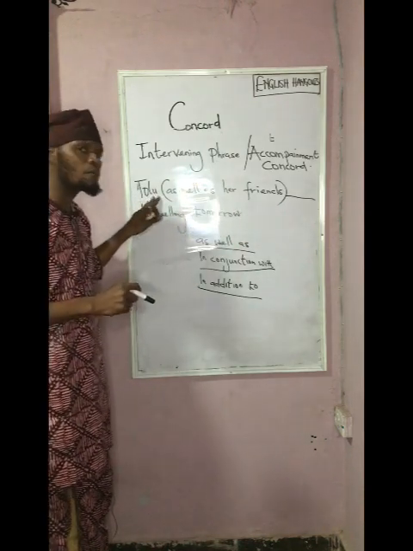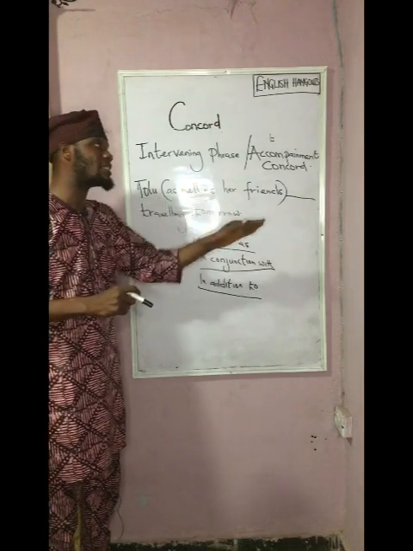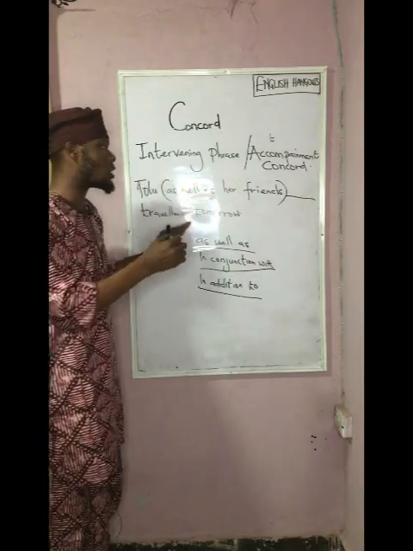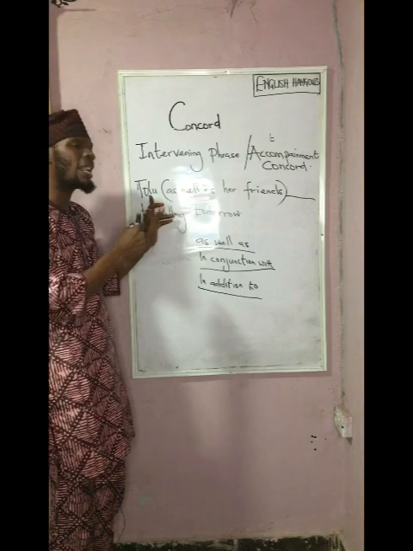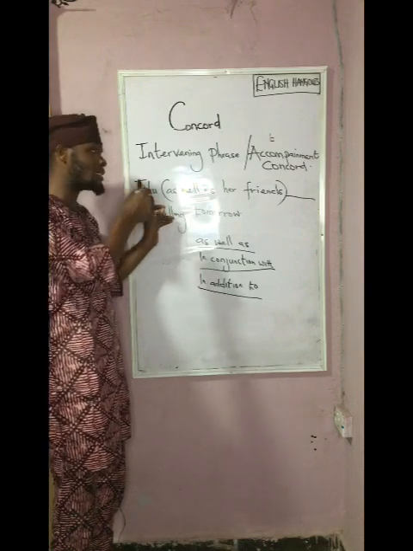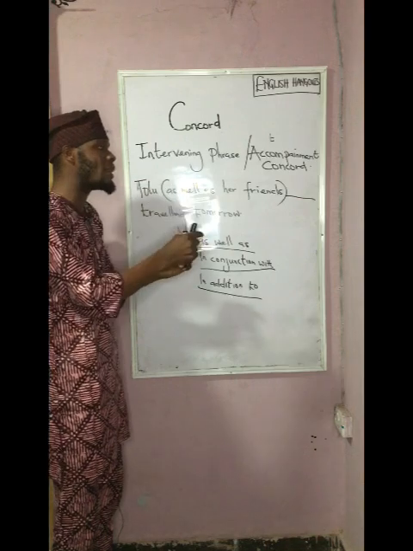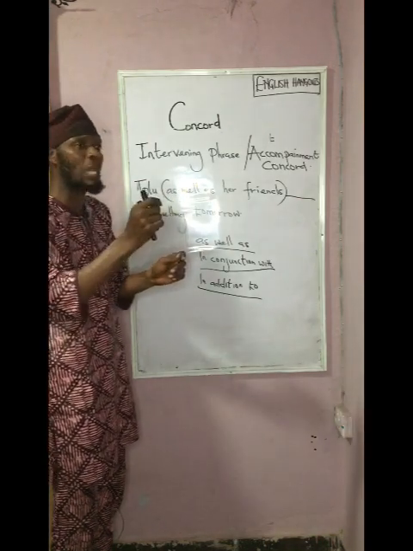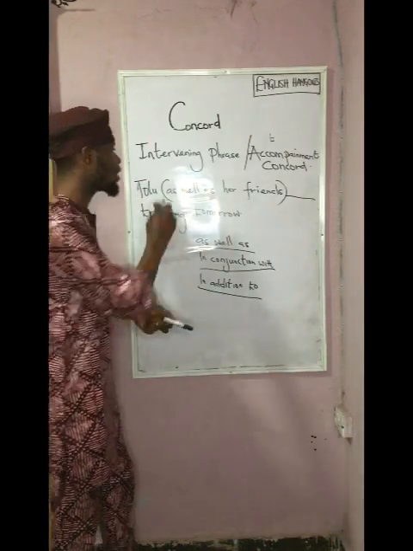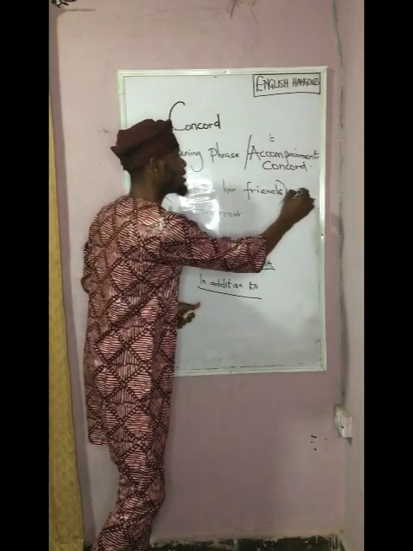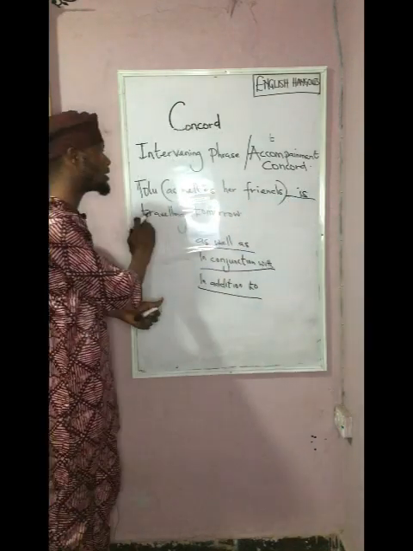Therefore, Tolu as well as our friends dash traveling tomorrow. Tolu here will serve as the subject. Therefore, Tolu is an entity. The verb should also be in the singular form. Therefore, we can have Tolu as well as our friends is traveling tomorrow.